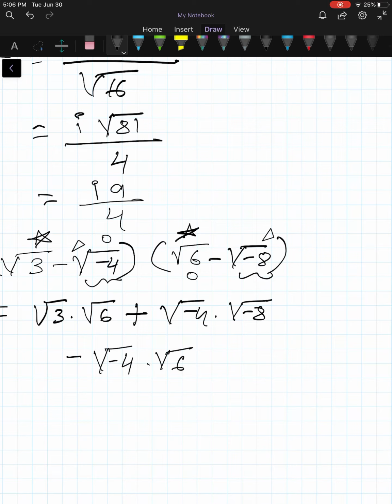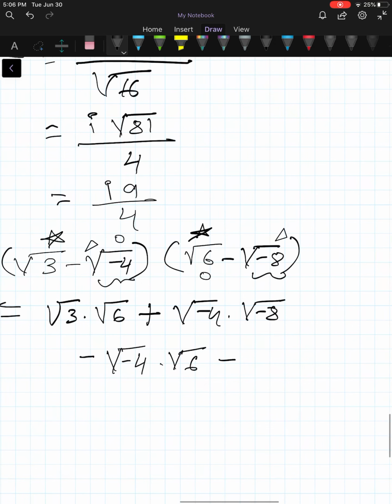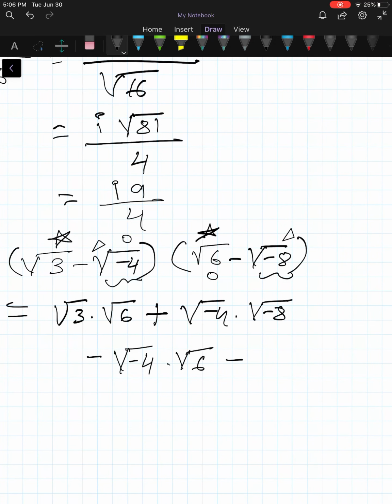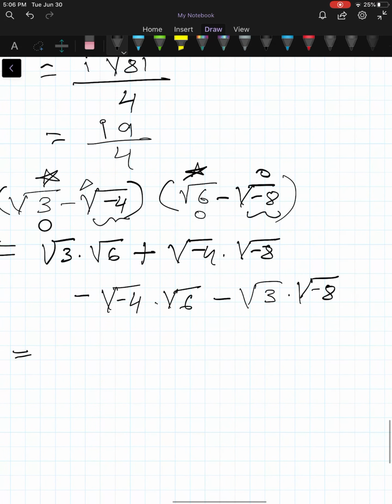So that would be plus, okay, did I do something wrong? Yes. Okay, I have the wrong symbols over here. I should multiply this and this. So that would give me negative times square root of negative 4 times square root of negative 8.